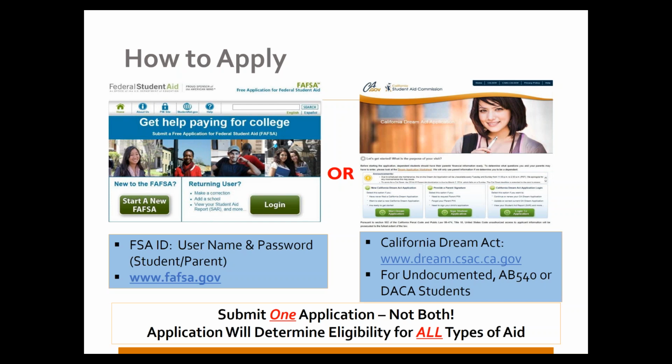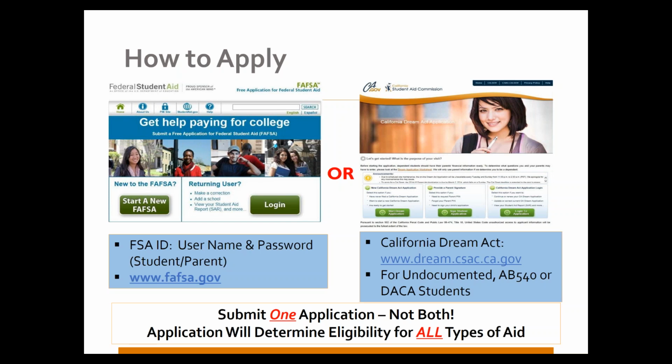I'm going to talk about how to apply for FAFSA. For FAFSA, you need to go to the FAFSA.gov website, and students will need to create an FSA ID, which is their username and a password. They are going to be using this FSA ID from now on. Once they create an FSA ID, they will use it to make corrections and to apply for the following year. So it is important that students save their username and password because they will use it again.